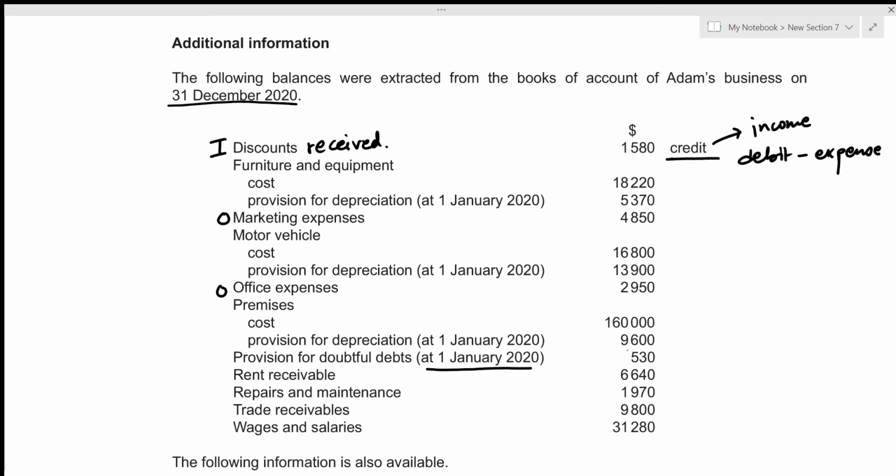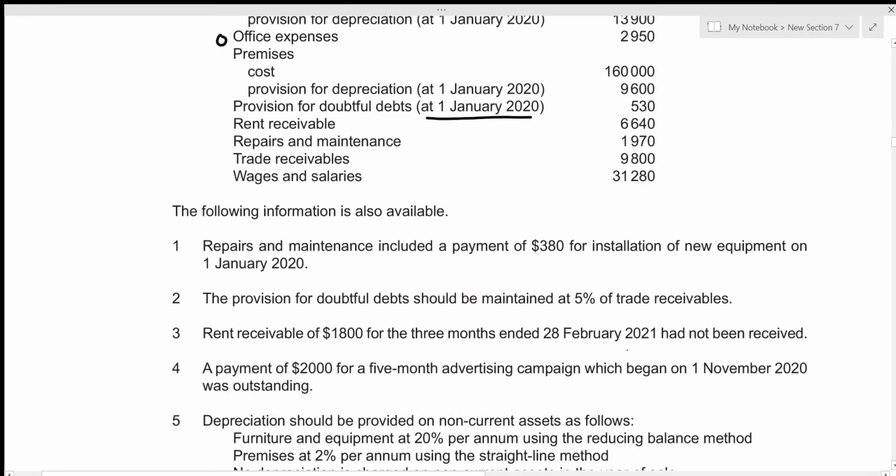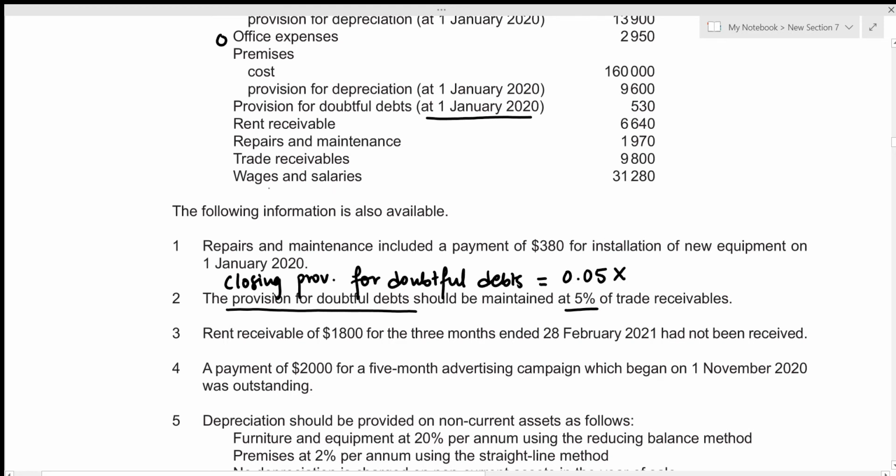In order to compare it, first let's figure out the provision for doubtful debts at 31st December 2020. So provision for doubtful debts is given right here. Should be maintained at 5% of trade receivables. So I'm just going to write it down right here. Closing provision for doubtful debts. That's just going to be 5%. So we can write it 0.05 of the trade receivables, and trade receivables is given right here. It has a value of 9,800. Let's multiply. Then this gives us the closing provision for doubtful debts as 490.